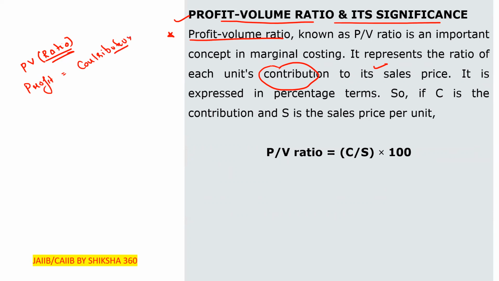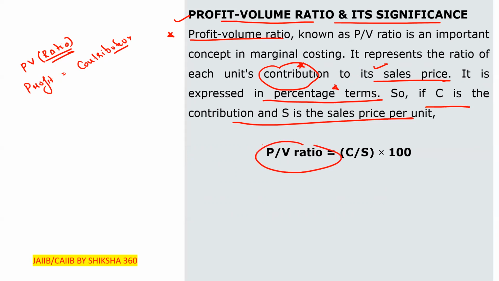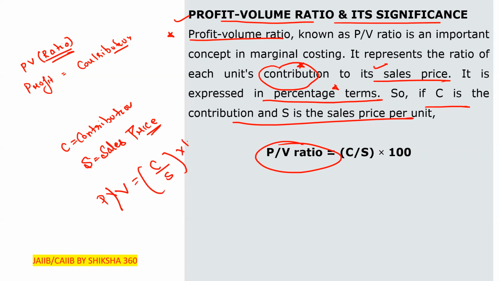So it represents the ratio of each unit's contribution to its sales price, and it is expressed in percentage terms. If C is the contribution and S is the sales price per unit, how can we calculate the PV ratio? The PV ratio is C upon S into 100. This comes out to be the PV ratio.